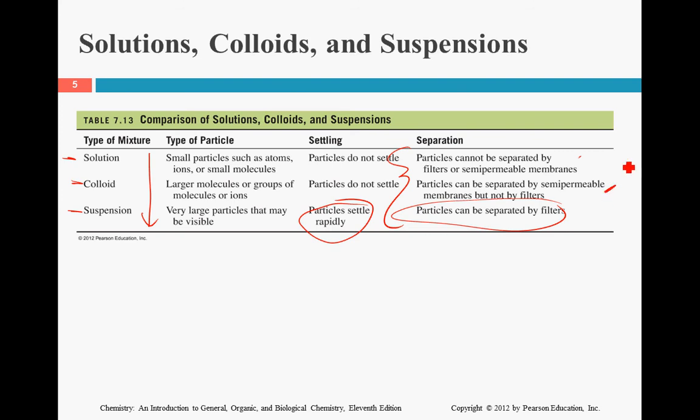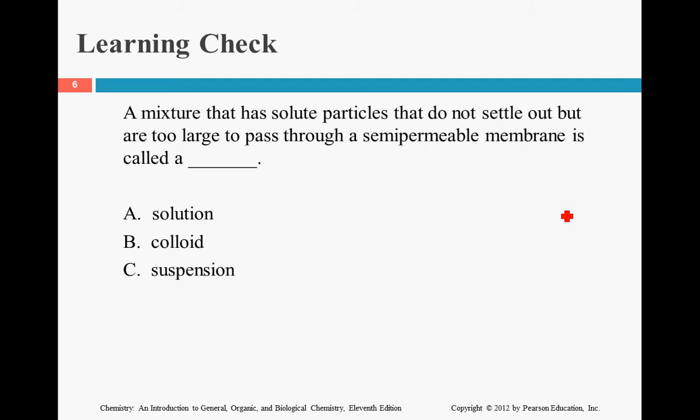Semi-permeable membranes will separate the colloids, but the larger particles can be filtered. So if we go back, a mixture of the solute particles that do not settle but are too large to pass through a semi-permeable membrane. So they don't settle out, but they don't go through a semi-permeable membrane either. You can separate it that way. Colloids.